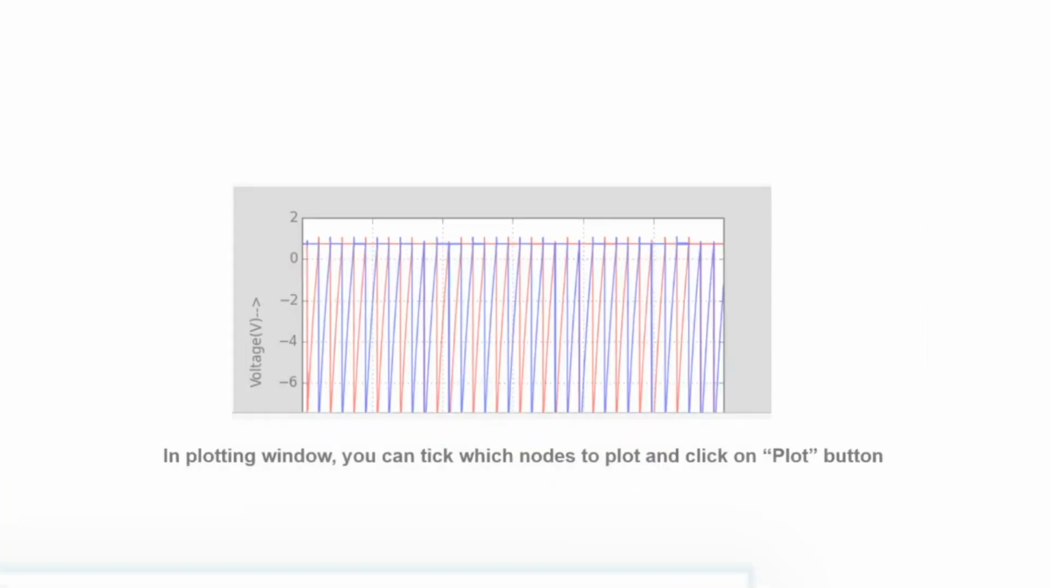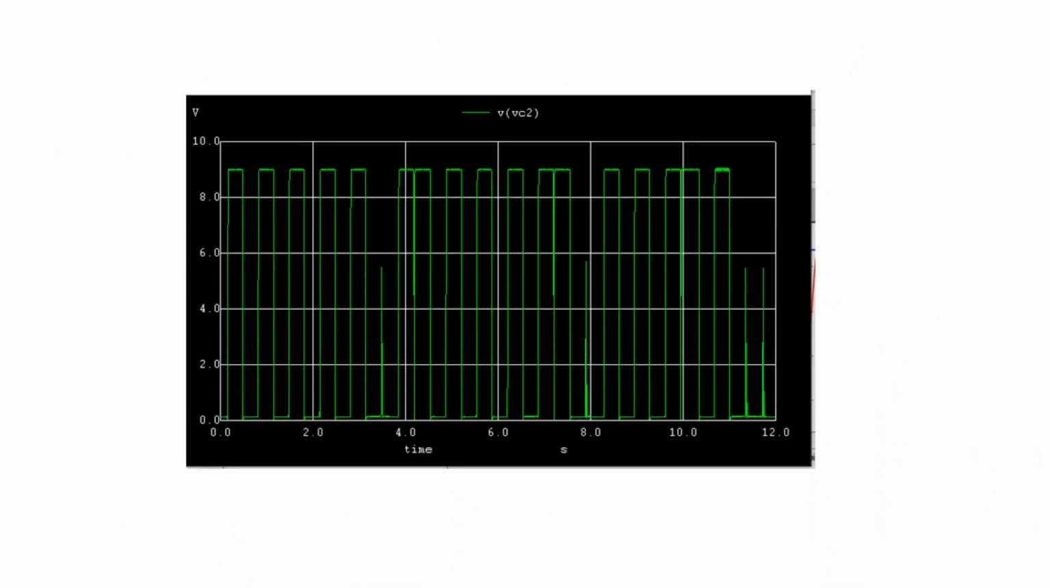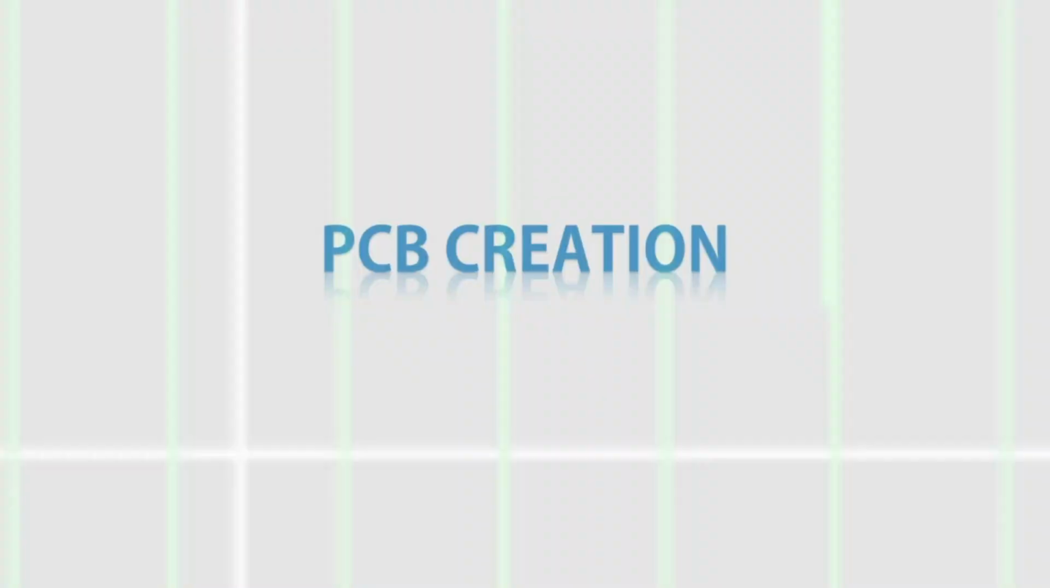This simulation icon will help us to display the plot window. Two types of output could be visualized, one with a Python plot and the other with the ngSpice window. So this is how we could simulate the output.